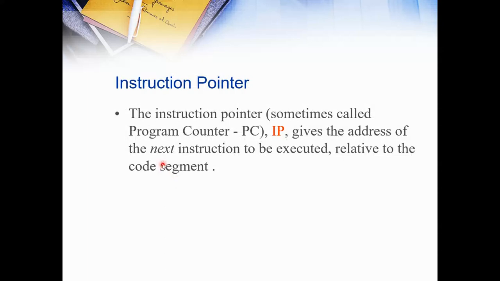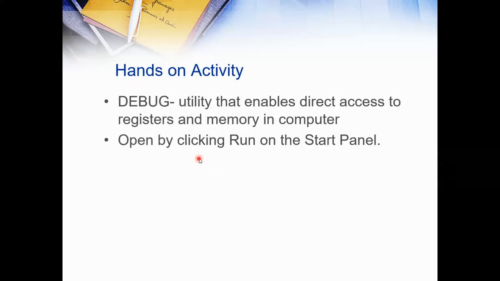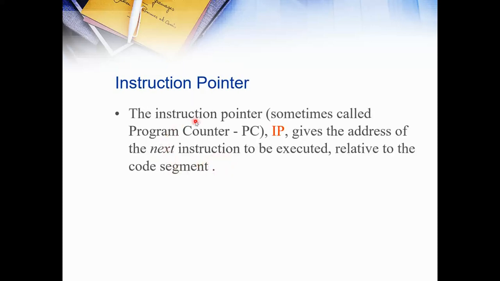Okay, now this is an instruction pointer, or we call it a program counter. Normally this holds the address of the next instruction to be executed relative to the code segment. Normally dia akan tunjuk you punya address next instruction. Even when you compile you punya instruction itself, there will be an address for each line of your code. So the instruction pointer or program counter normally holds the address for the next instruction that is to be executed by your computer.